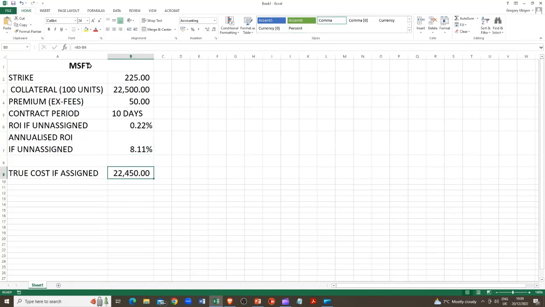8.11%. If you are assigned, however, your real cost is the $22,500 that you put down to buy, less the premium you received at the beginning of the contract, and that translates to a $22,450 cost basis on your purchase if you are assigned before the expiration of the contract.